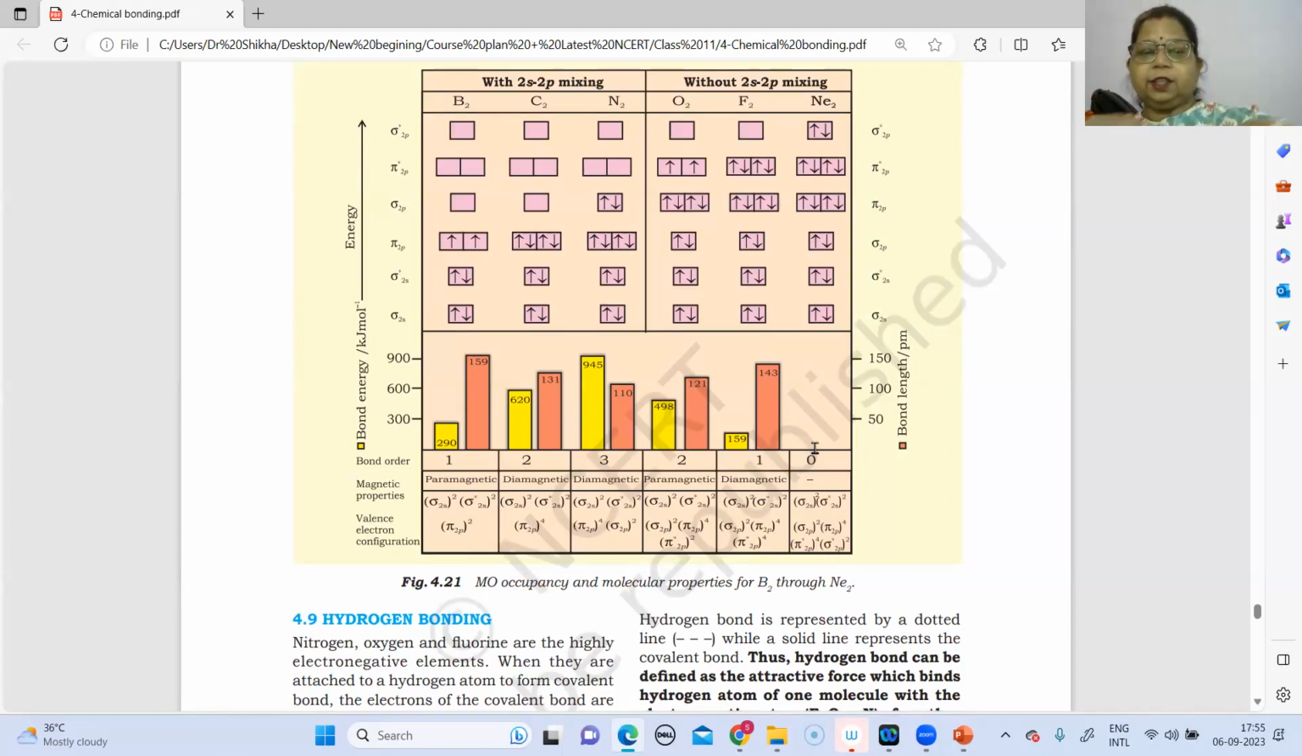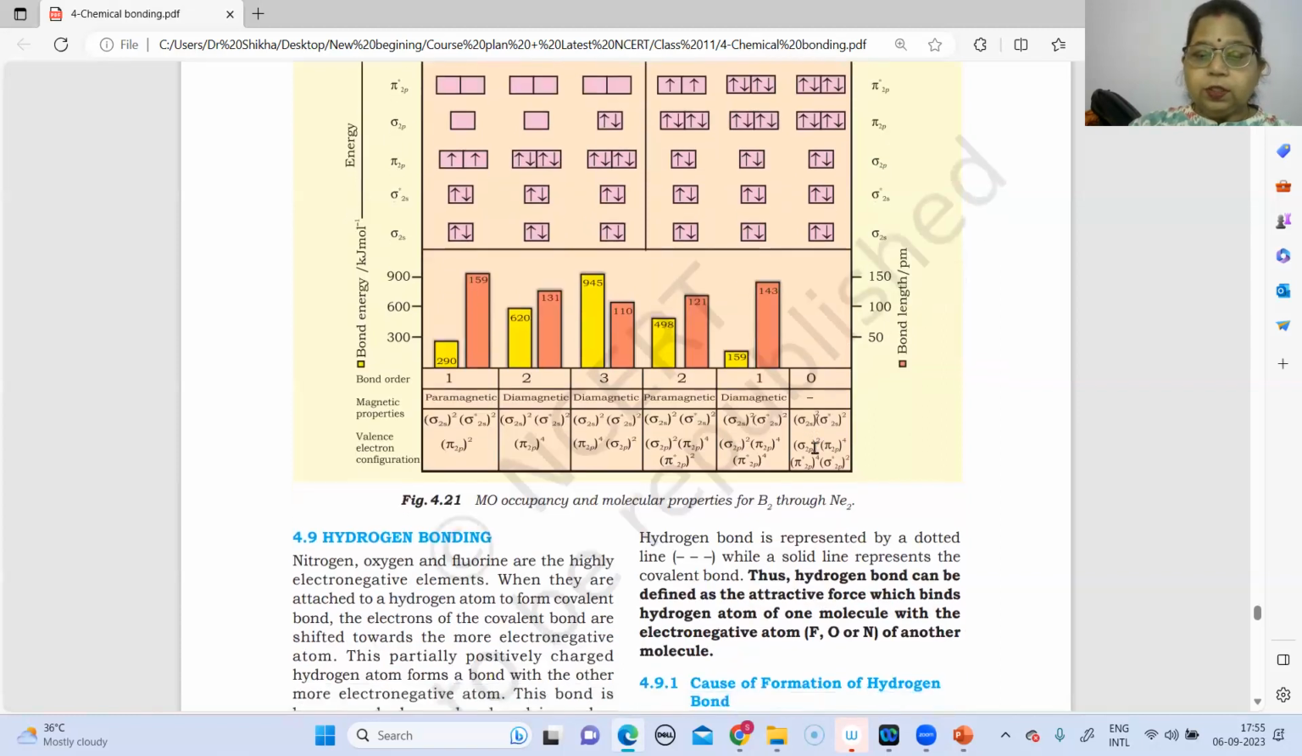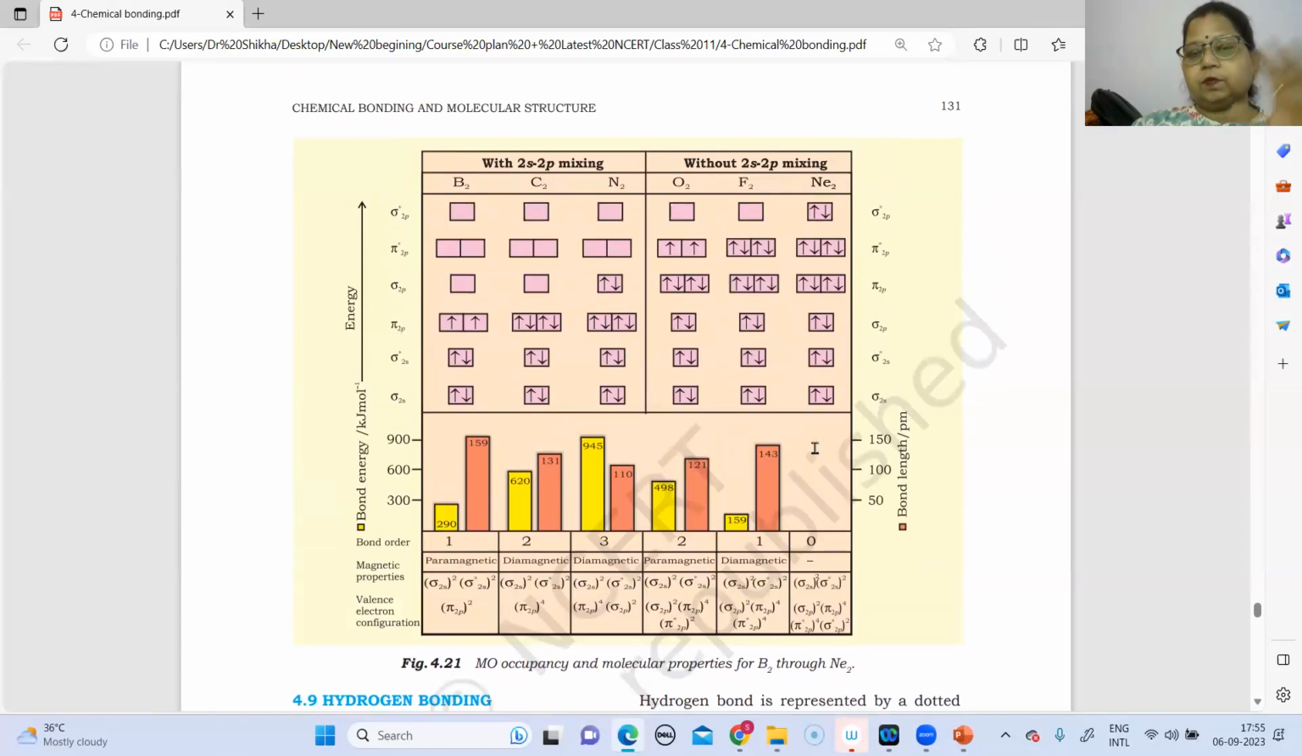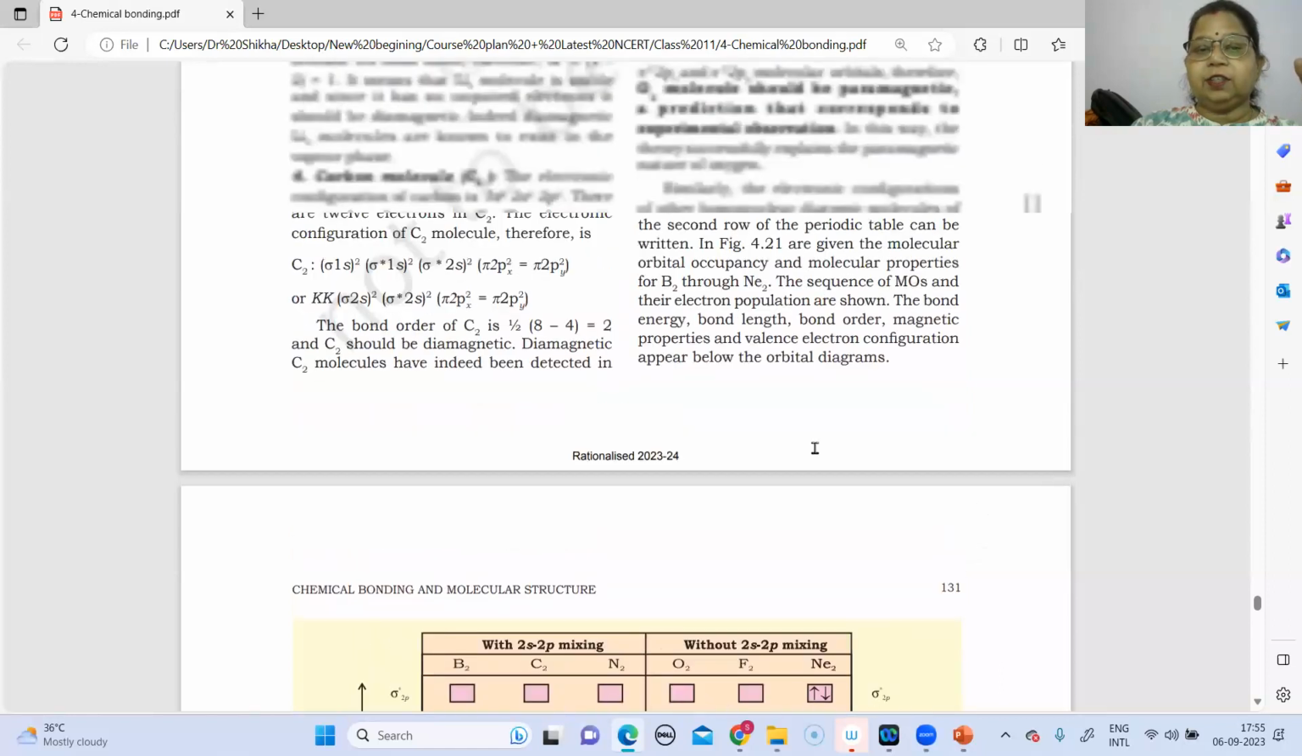Please look at the screen. This is the NCERT which I have just opened for your understanding, that this type of question can be asked. They don't ask for elaborate answers, but they definitely ask for writing these two, sigma 1s2, sigma 2s2 type of thing, then magnetic properties. So please remember that it is very important for us to know these particular configurations and energy level diagram.